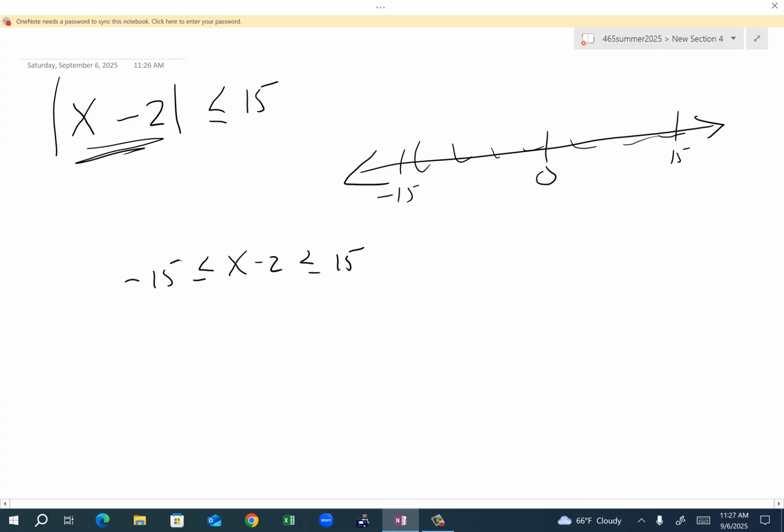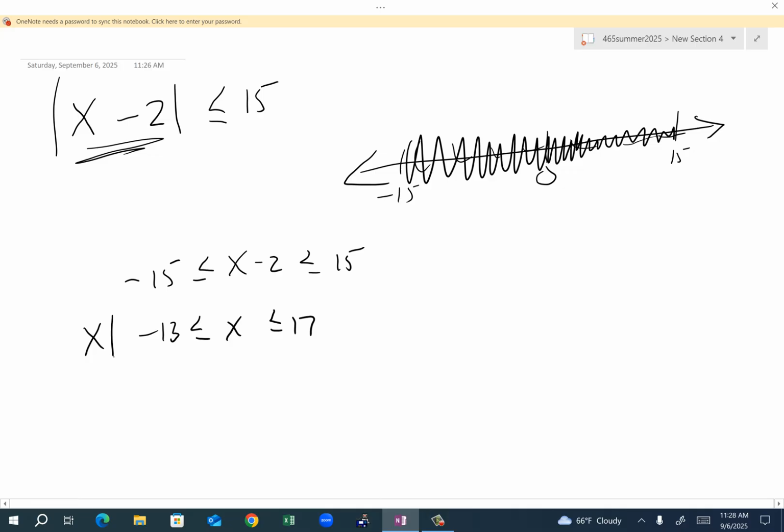This is an and situation. Are you with me? Because I have to be greater than negative 15, but I can't just keep going. I also have to be, at the same time, less than positive 15. So to solve this, I add 2 to all sides. And that right there, my friends, is your answer. x such that x is between negative 13 and 17. In other words, it's greater than negative 13 and less than 17 at the same time.